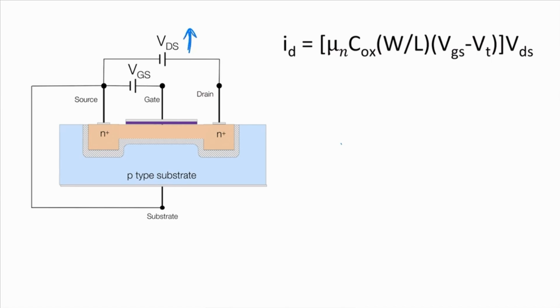Last time I calculated the current ID is equal to mu n COX, the channel width over length, and VGS minus VT, times VDS. Here we can also say VGS minus VT is equal to VOV, the overdrive voltage, right? We already explained this in my last video. So today we need to increase the voltage and then check what will happen.